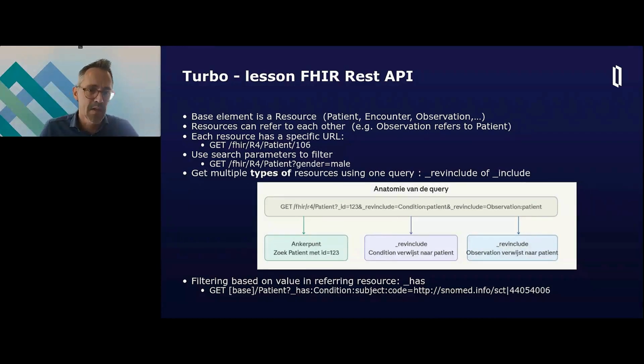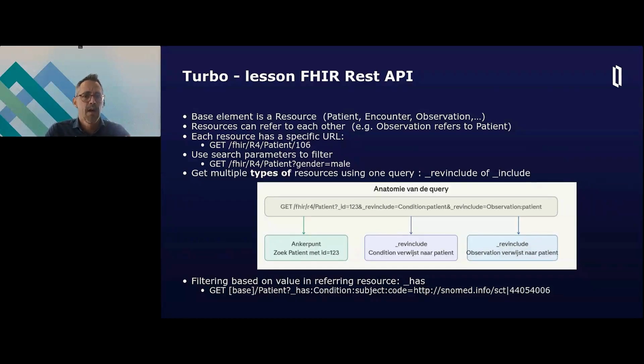resource separately. So in order to avoid that, there are some extra operations that you can do in FHIR to limit the number of requests that you go to the server with. An example is the rev include or the include. Let me explain briefly how that works.